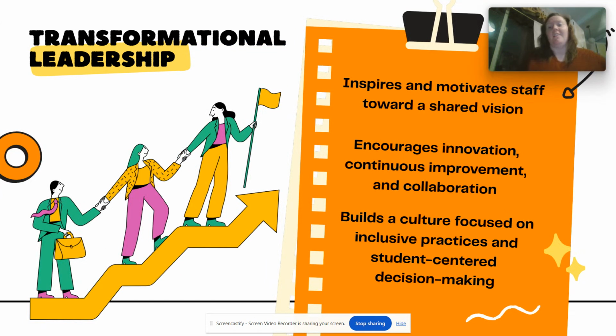Transformational leadership. Transformational leadership takes the best parts of the first 3 we talked about and then adds to it. So the adding part is they inspire and motivate staff toward that shared vision. They encourage innovation, continuous improvement, and collaboration, which we're going to talk about. And any leader who tries to be that, they build confidence and build a culture focused on inclusive practices and student-centered decision making. So the student is why we're here. Let's focus on helping them learn and grow.